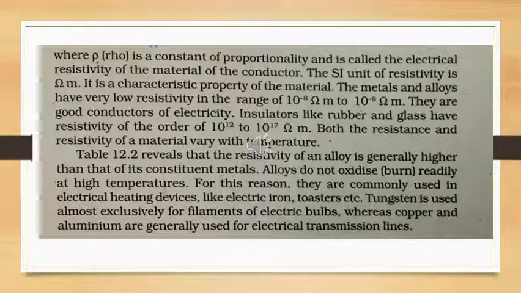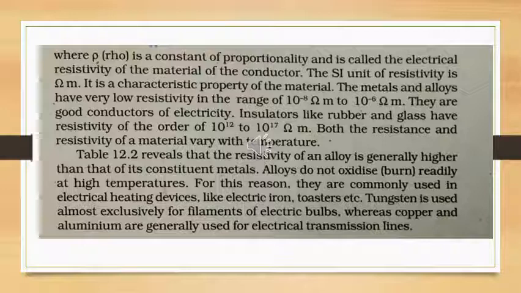The metals and alloys have very low resistivity, in the range 10 raised to minus 8 ohm meter to 10 raised to minus 6 ohm meter. They are good conductors of electricity. Why? Because they have low resistivity. Insulators like rubber and glass have resistivity of the order 10 raised to 12 to 10 raised to 17 ohm meter. So resistivity is larger, current flowing through the circuit is low, and therefore they are poor conductors of electricity.